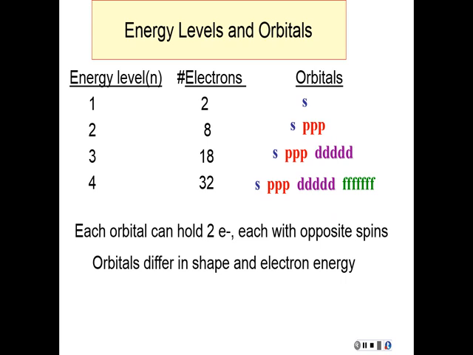Now, the electrons in those orbitals will have different amounts of energy, and the orbital shapes will be different. I do want to point out that it doesn't mean the electrons are traveling funny. No one really knows how they're traveling.